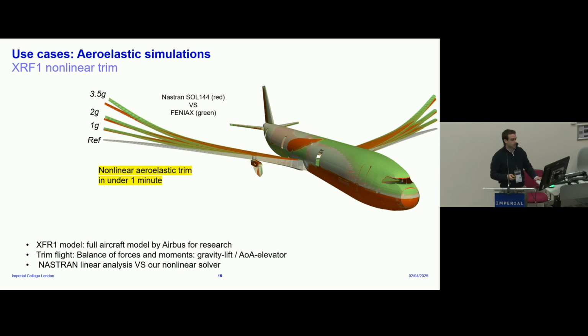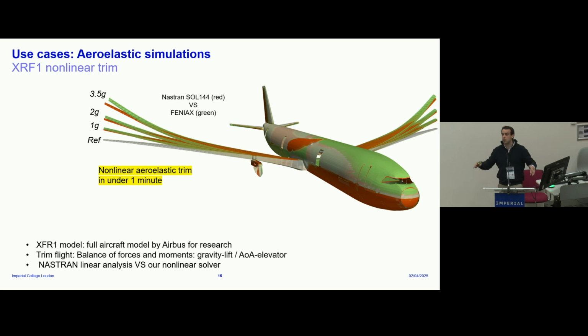Now, this is really what we do. This is aeroelastic simulations. Here, this is the XRF1. This is an Airbus model, by Airbus. They have it for research. And so we are computing the trim, which is an algorithm. Basically, you need to find the balance of forces and moments with gravity and the lift and the angle of attack and the elevator to see how you can fly straight, basically. And we are comparing against Nastran, the linear solution.